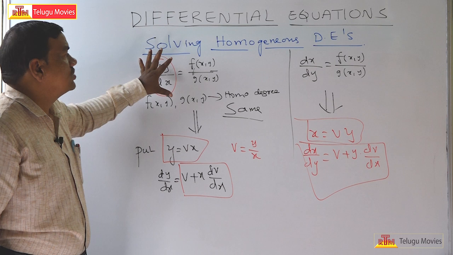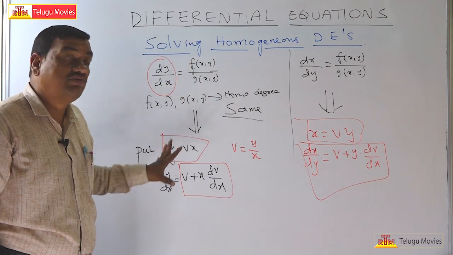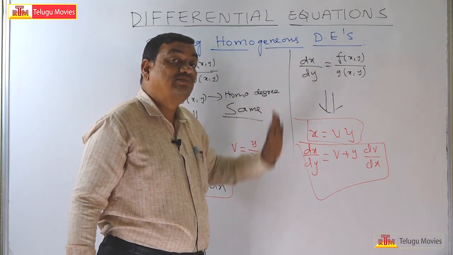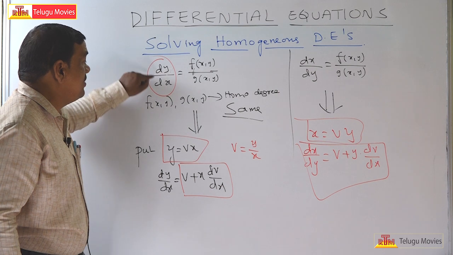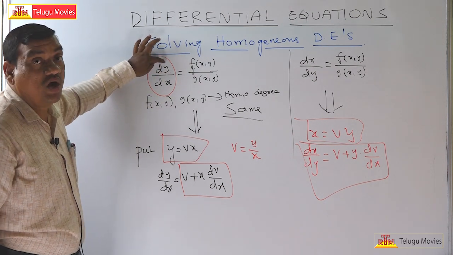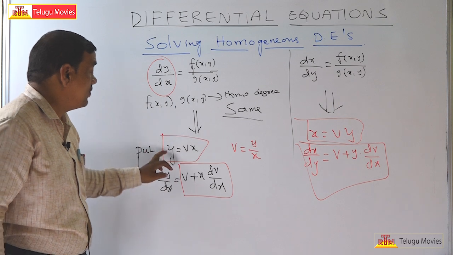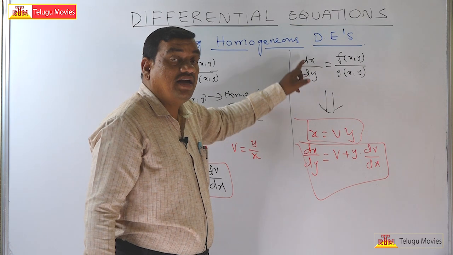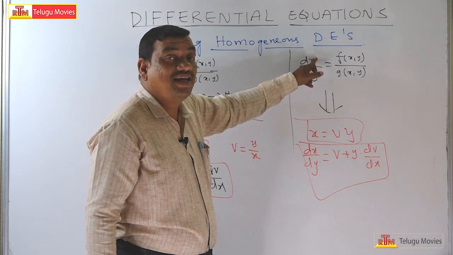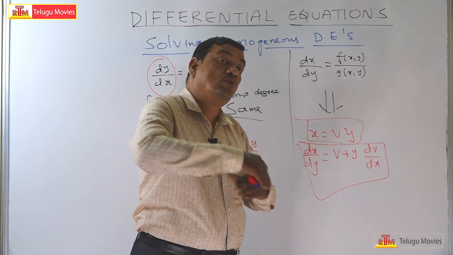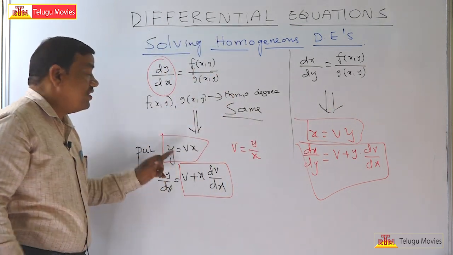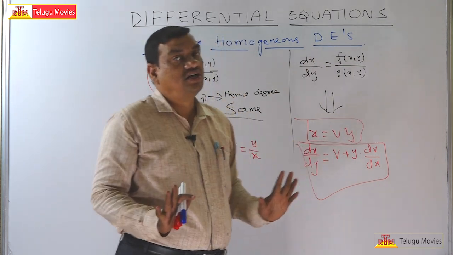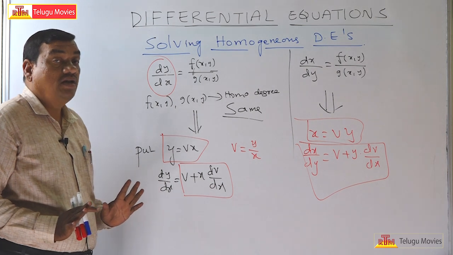So this is called solving homogeneous differential equations. There are only two types: one is dy by dx, another is dx by dy. Then how to remember? In dy by dx, what is at the top? y. Therefore y is equal to vx. Here in dx by dy, what is at the top? x. That's why x is equal to vy. Here top y, y is equal to vx. Here top x, x is equal to vy. That is the trick to remember it.